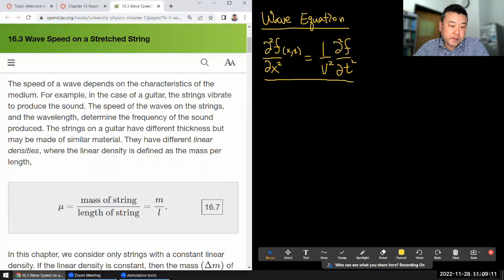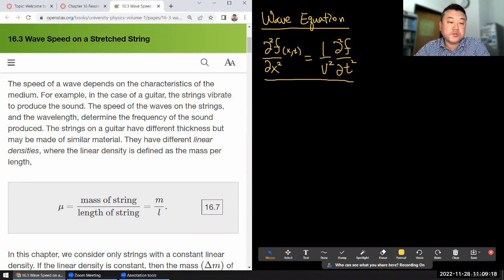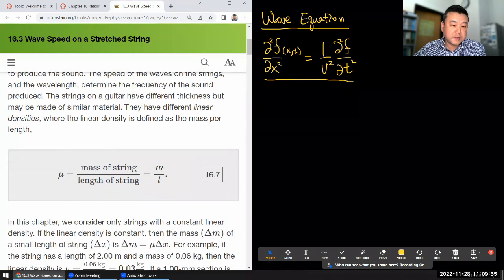The speed of a wave depends on the characteristics of the medium. For example, in the case of a guitar, the strings vibrate to produce the sound. The speed of the waves on the strings and the wavelength determine the frequency of the sound produced. The strings on a guitar have different thickness, but may be made of similar material. They have different linear densities, where the linear density is defined as mass per length.